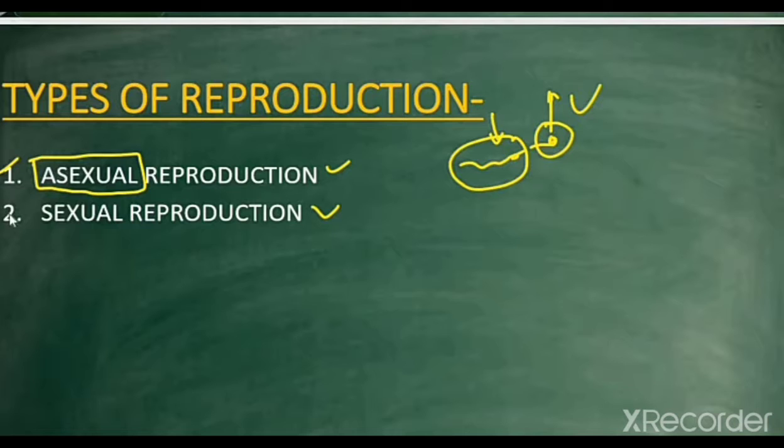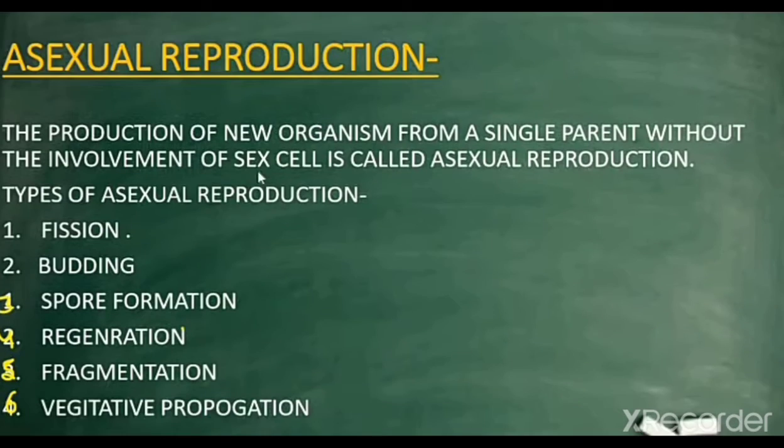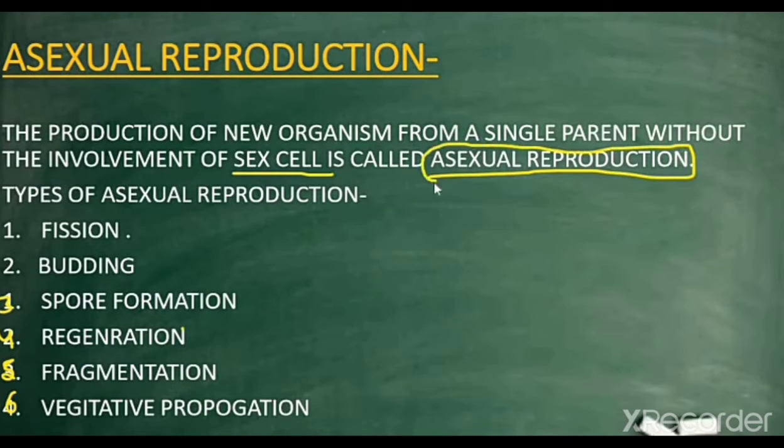Now let us study about asexual reproduction. The definition of asexual reproduction: the production of new organisms from a single parent without the involvement of sex cells is called asexual reproduction. There is a formation of a new organism and there is no involvement of sex cells.